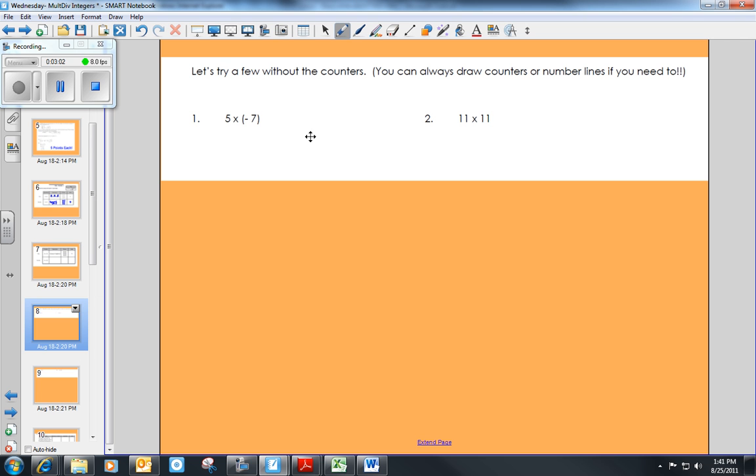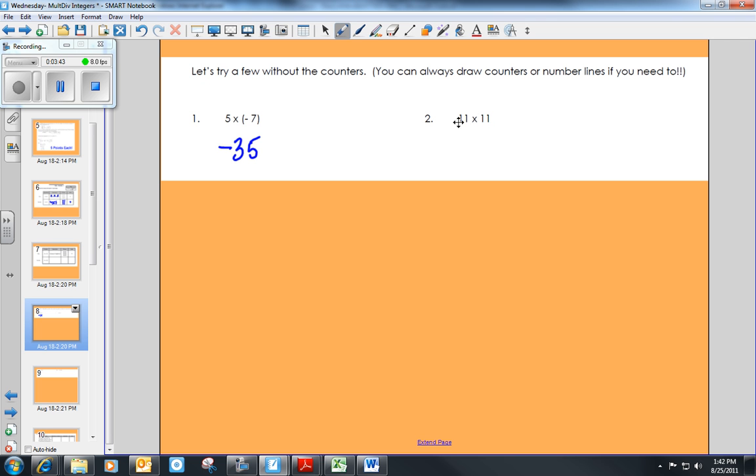So we're going to try a few without drawing out the counters, which are the little circles. But you can always draw the counters or the number lines if you need to. Okay, well, let's try a few without. Now remember our rules, that if the signs on the numbers are the same, the answer will be positive. If the signs on the numbers are different, the answers will be negative. So here we have 5 times negative 7. You know that's 35. The signs on these two numbers are not the same, so our answer is a negative 35. We have 5 groups of negative 7, so you'll have a total of 35 negatives.